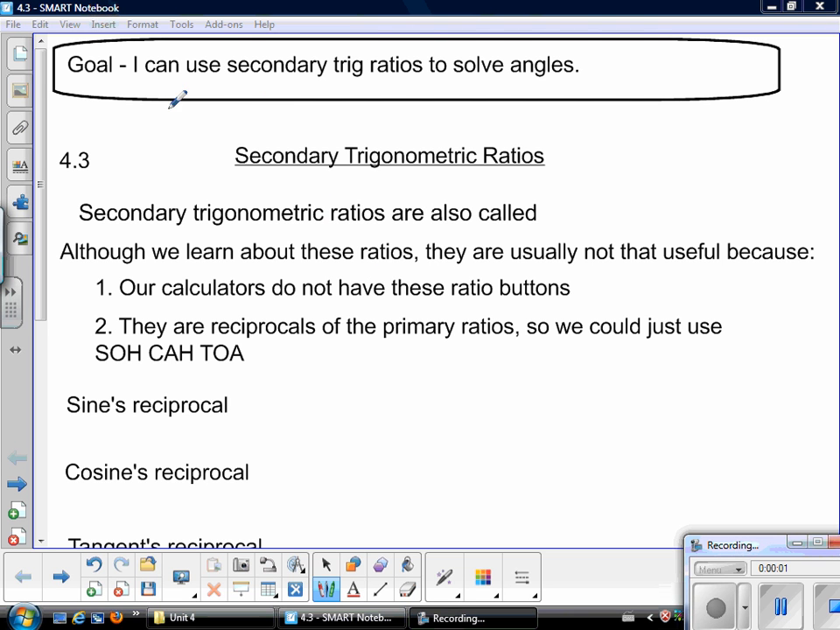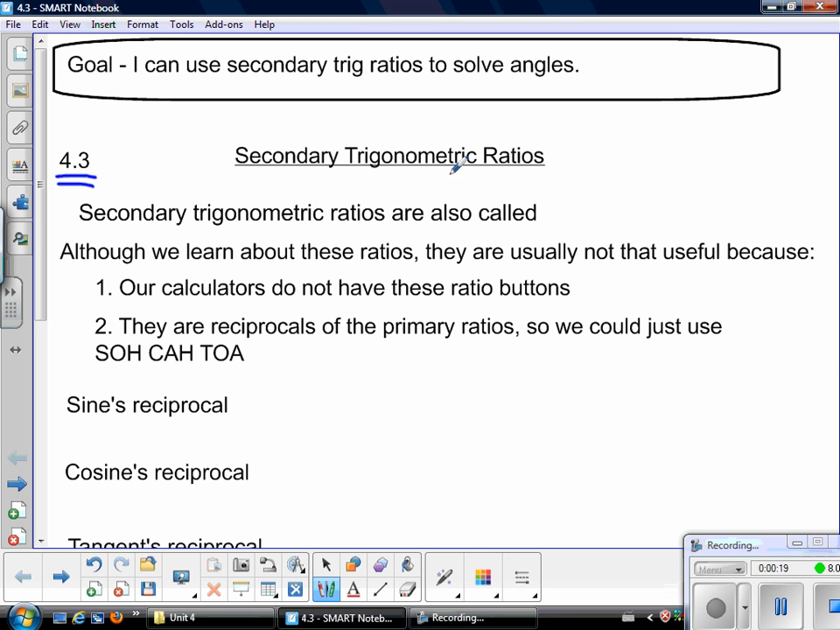Okay, today what we're looking at is our goal. I can use secondary trig ratios to solve angles, and actually we'll also use it to find ratios. Now, it's section 4.3, and you already have noticed that we're doing it slightly different than the textbook.